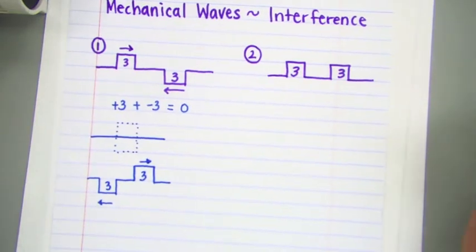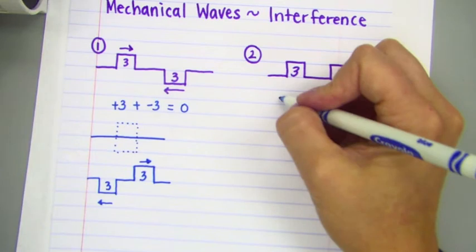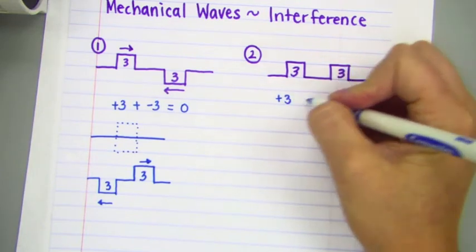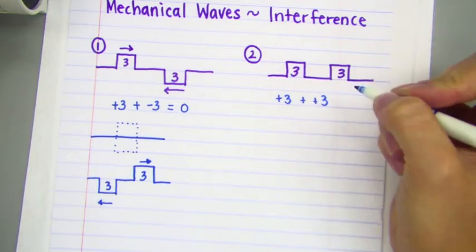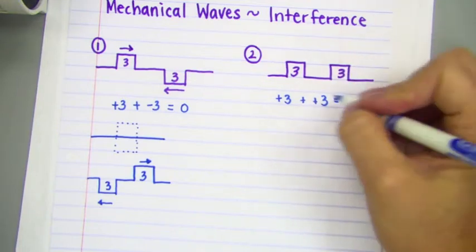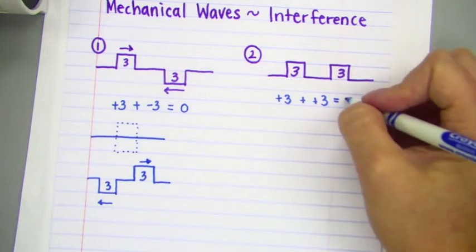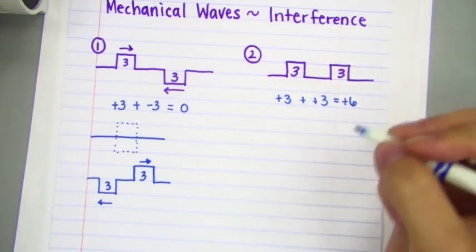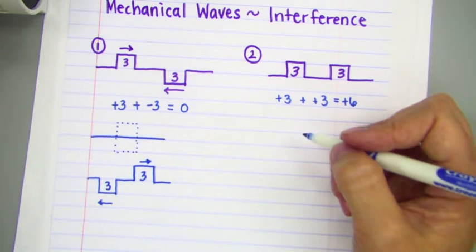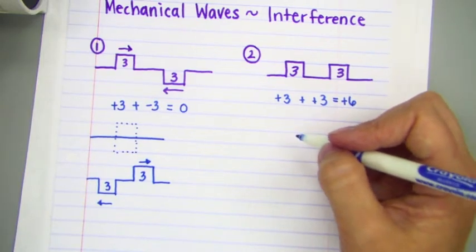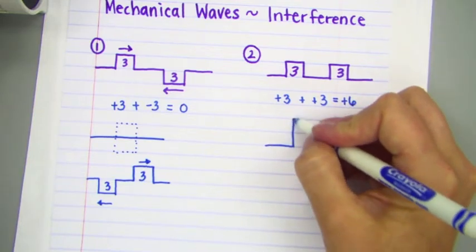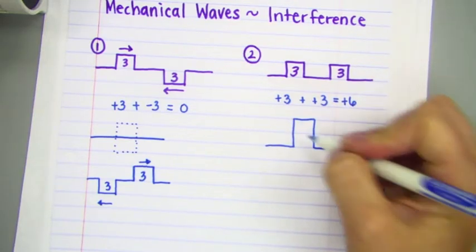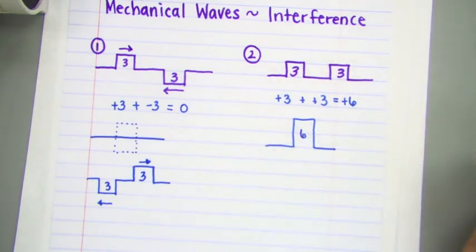Now what happens if they're on the same side of equilibrium? Well, this is the easy one. They're both positive. Or if they were both on the bottom, they would be both negative. Okay? So positive 3 plus positive 3 is positive 6. So when we have two waves on the same side of equilibrium, we're going to create a larger wave. We call this constructive interference.